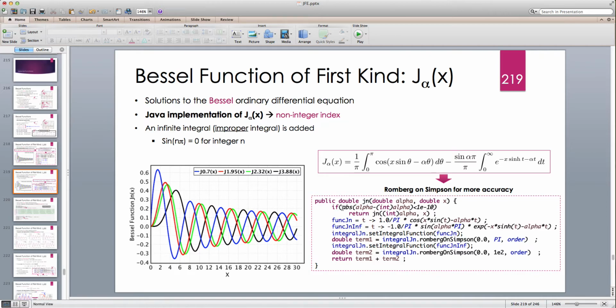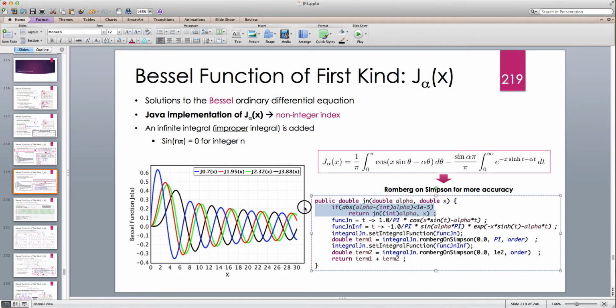So what I'm saying is that if the absolute value, when I convert alpha to an int and take the difference from the actual double value of alpha, is less than 10 to the negative 10, I mean, because of the behavior of the Bessel function, this could even be something like 10 to the negative 5, it means that this alpha is pretty much an integer. And then we just call our method that acts on an integer parameter. So I'm converting alpha to int and calling that method, all right?